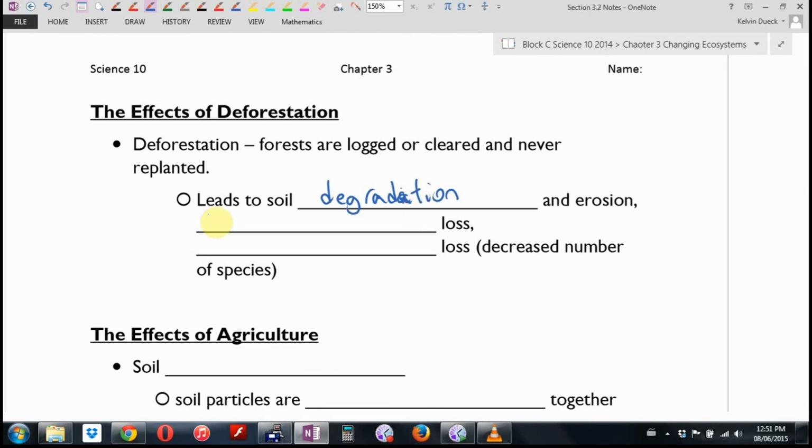It can lead to habitat loss. And it can lead to, here's our fancy word, biodiversity loss. Fewer species.